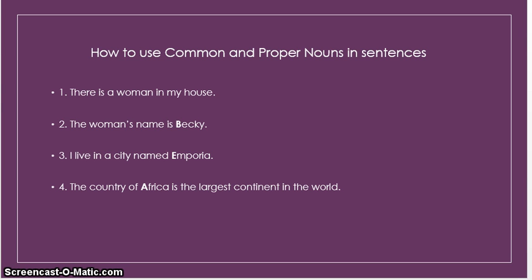And in the last sentence, I have 3 common nouns and 1 proper noun. Can you identify them? The common nouns are country, continent, and world. These are not capitalized. The proper noun is Africa, and it is capitalized because all continents and country names are capitalized.